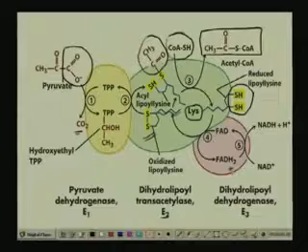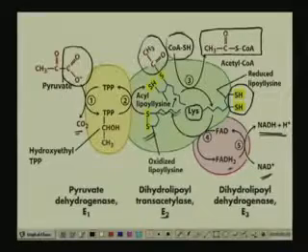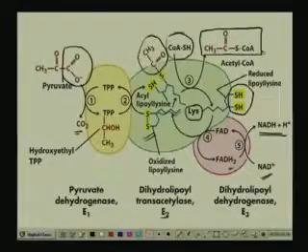FAD has now been reduced to FADH2. What must happen in this case? FADH2 has to get back to FAD. So what comes into the picture then? NAD plus. NAD plus then acts as this and picks up the hydrogen. Fine. So that is basically the whole procedure that gets from your pyruvate to your acetyl-CoA. This acetyl-CoA is now going to enter the tricarboxylic acid cycle.